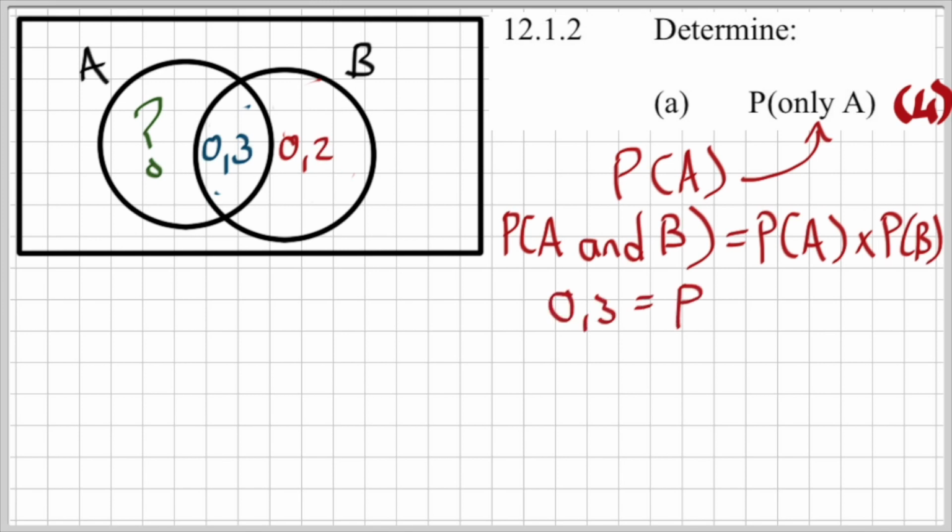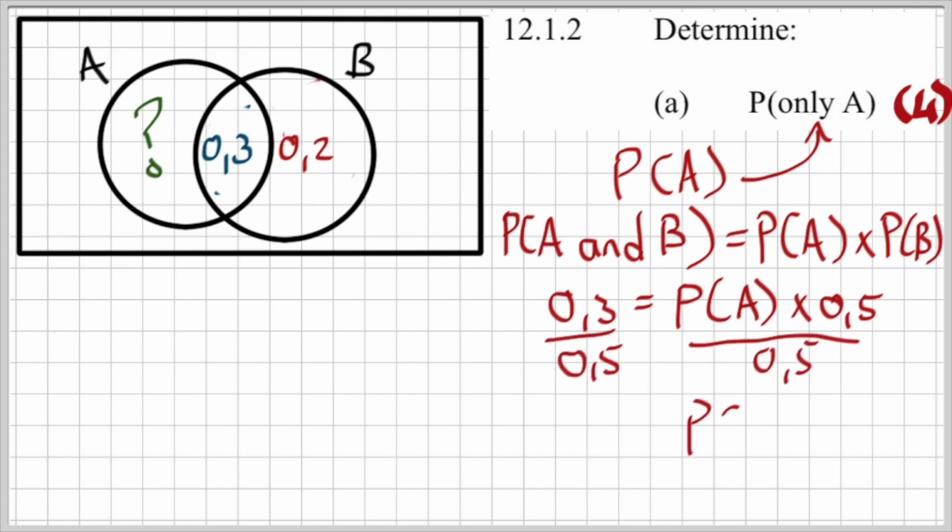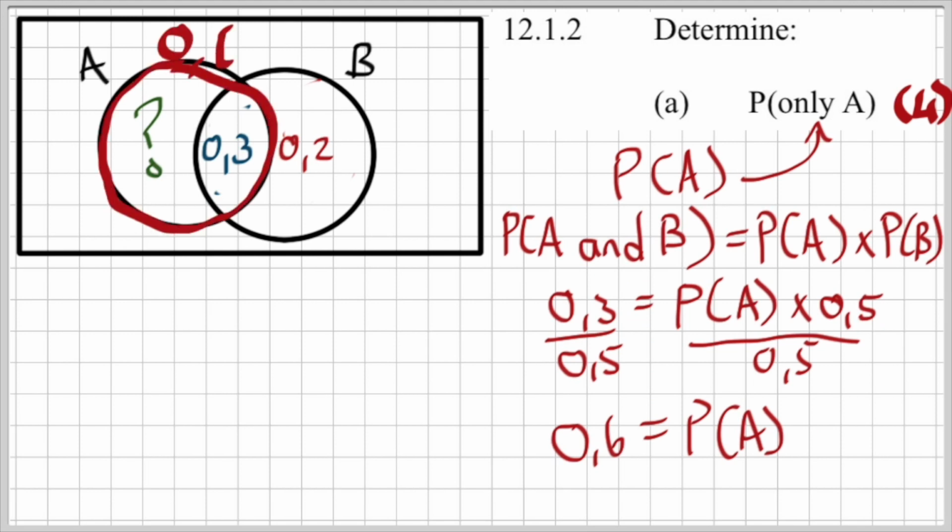So if I substitute the values in, the probability of A and B happening is 0.3. Remember that was given to you. The probability that B happens is 0.5. If I divide both sides by 0.5, I get a probability of A as being 0.6. What does it mean for the sketch? It means the whole of A is 0.6. So how much is that green part worth then?